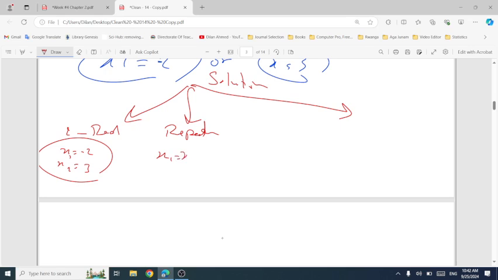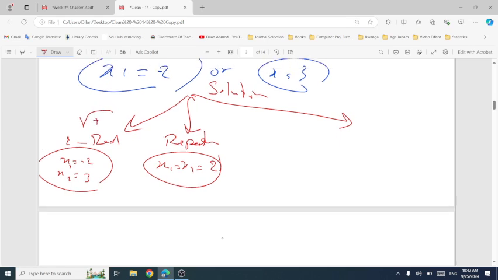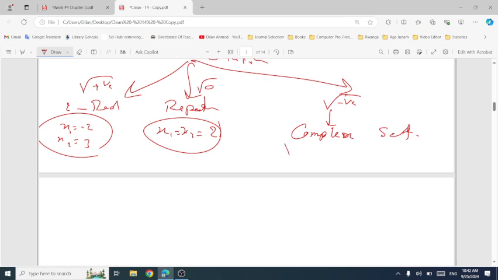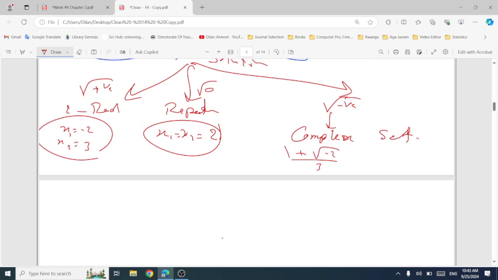x1 equals x2, equal to 2, for example. Understood? Or maybe the value under the square root is a positive number, or equal to 0. If under the square root is a negative number, you'll get a complex solution, not real. For example, you get 1 minus 2 over 3. Your value is like that.